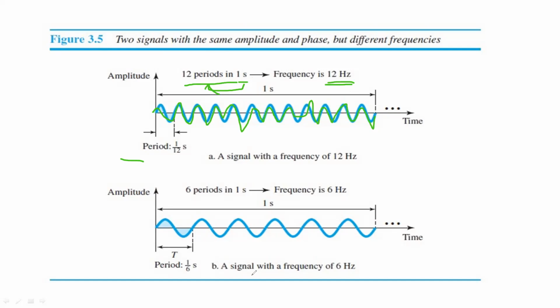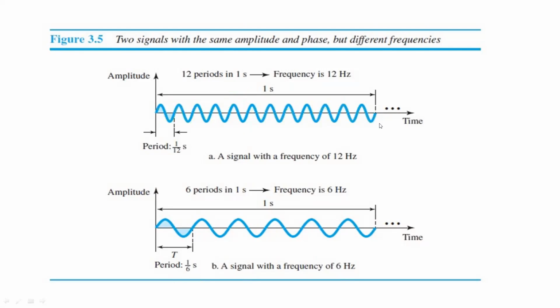Whereas in this case, a signal is with 6 hertz, which is nothing but a signal which passes through 6 different periods in 1 second, and the frequency is 6 hertz. How are we going to calculate the period? It is 1 by f, right? So it is 1 by 12 seconds. Here it is 1 by 6 seconds. So these are the two different signals with same amplitude and phase, but with different frequency.